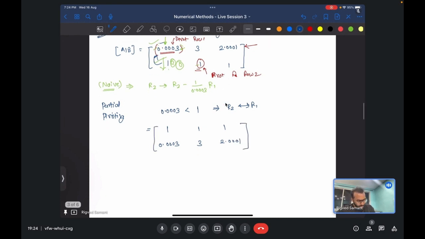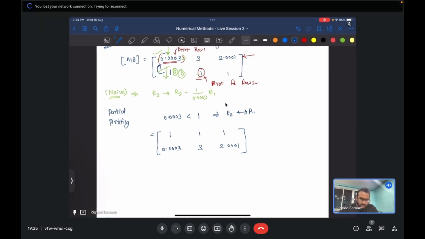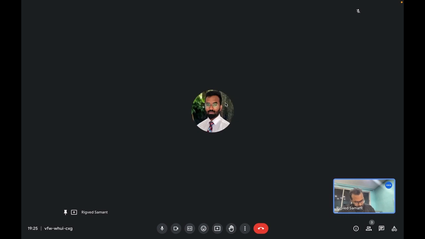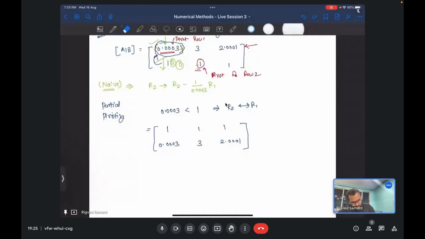Sir, you understood why we changed? Because the magnitude of 1 is higher than 0.0003, as we do in partial pivoting. The pivot element was this one for the first row, first step, and we checked its column for the highest value and shifted accordingly. Now with this one we have to make this value 0, right?